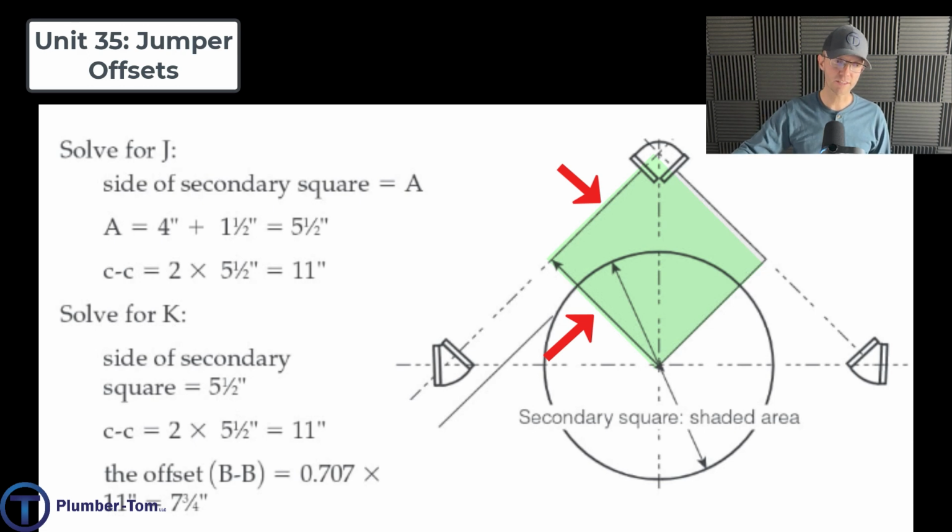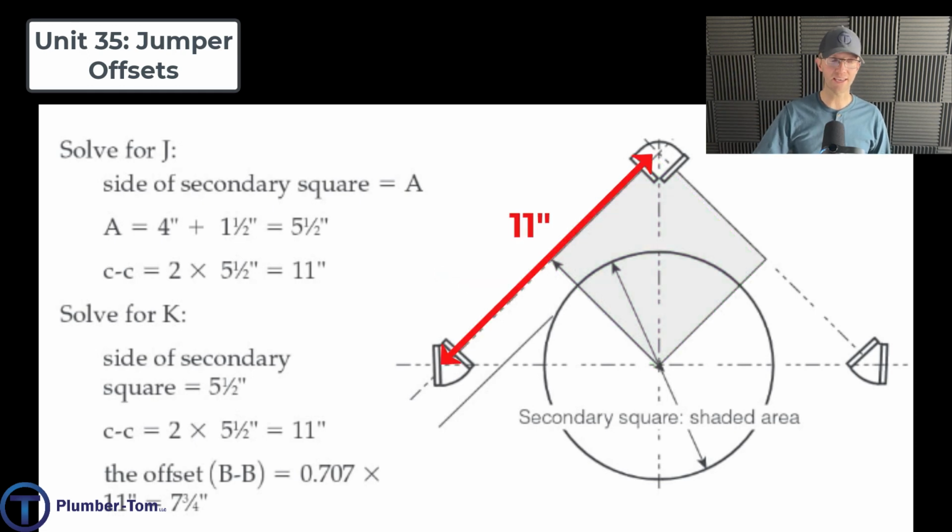And if the other sides are 5.5, then we end up with a distance of 5.5 at the center point of these pipes that we're trying to calculate. I can take that side, center to center, which is 5.5, multiply that by 2, and it's going to give me 11. So what does that say? That tells me that from the center of the 45 to the center of the 90 on this jumper offset, I need 11. We see that in the sample problem. That's how they solve for J.